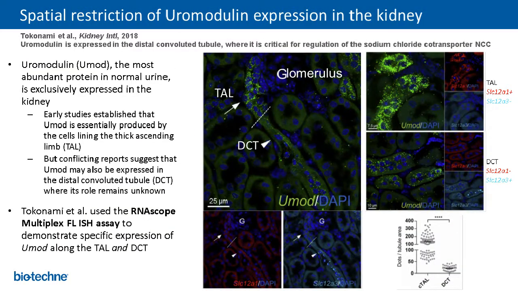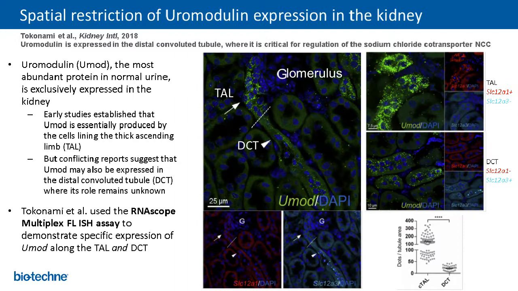So now I'd like to show some examples of how the RNAscope technology has been applied in the kidney research field. Uromodulin, the most abundant protein in normal urine, is exclusively expressed in the kidney. Early studies established that uromodulin is essentially produced by the cells lining the thick ascending limb, but conflicting reports suggested that uromodulin may also be expressed in the distal convoluted tubule, where its role remains unknown. These authors used RNAscope-ISH to resolve these conflicting reports.